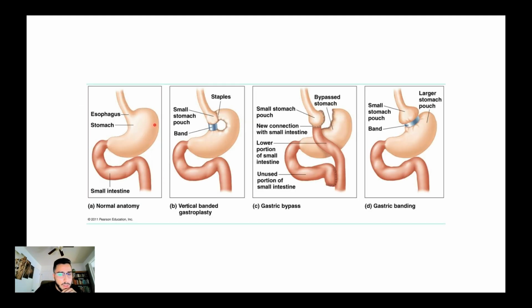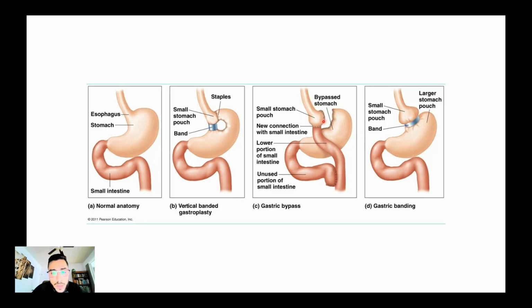A normal stomach looks like this. If you're undergoing a vertical banded gastroplasty, then you'll add kind of a band. You make a hole in the stomach, and then you add a band here, and this decreases the amount of food that goes into the stomach. And so your stomach will take more time to take in the food, and that will prevent you from eating more.